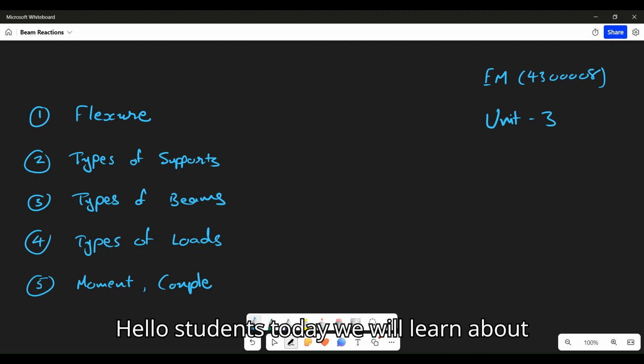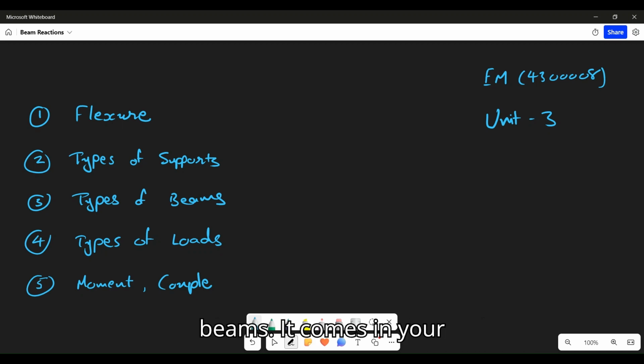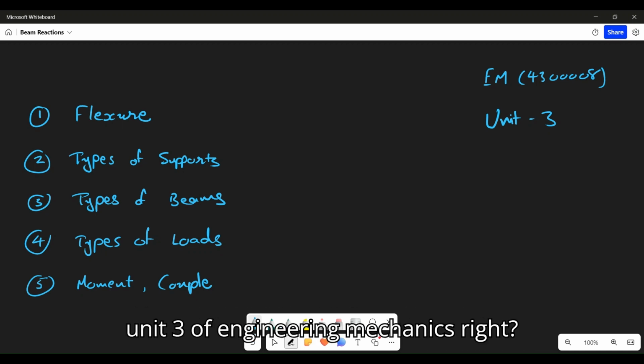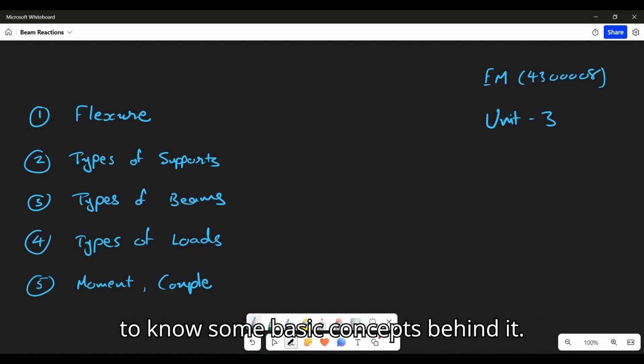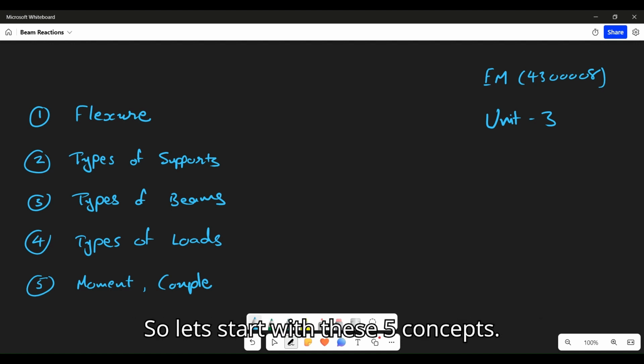Hello students, today we will learn about beams. It comes in your unit 3 of engineering mechanics, right? So before finding beam reactions, you need to know some basic concepts behind it. So let's start with these five concepts.